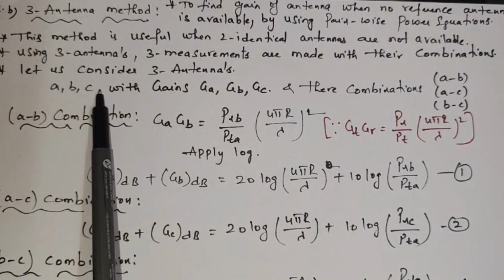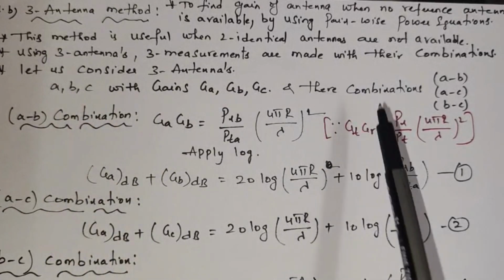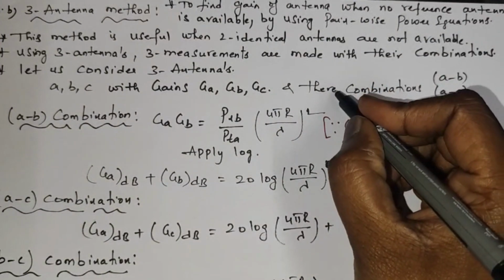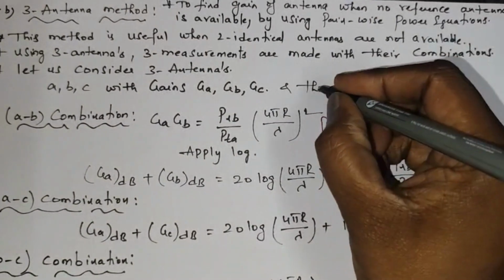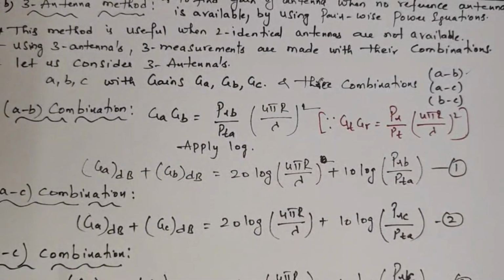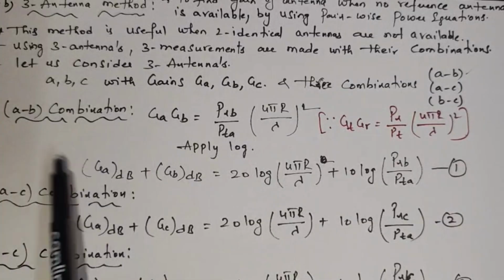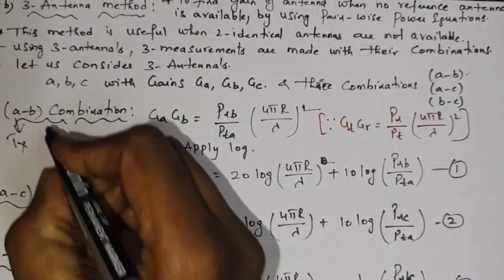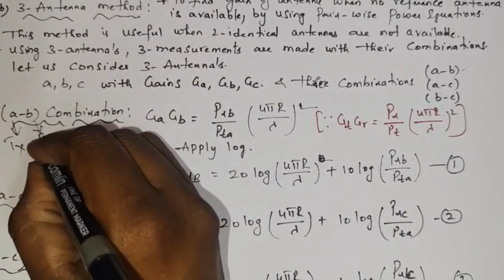So from these three gains we can write the three combinations AB, AC and BC. First consider the AB combination. Here AB combination means A becomes the transmitter and B becomes the receiver.